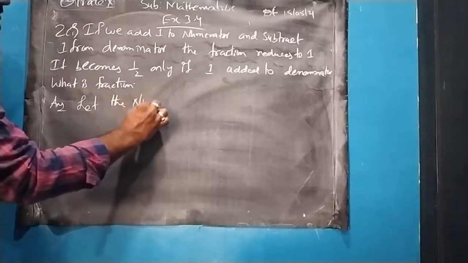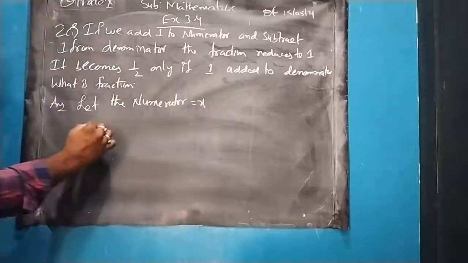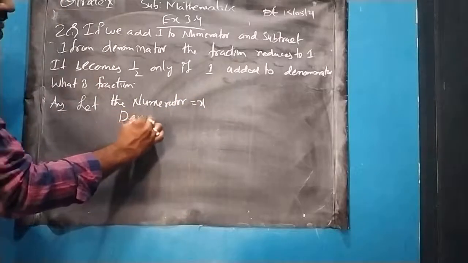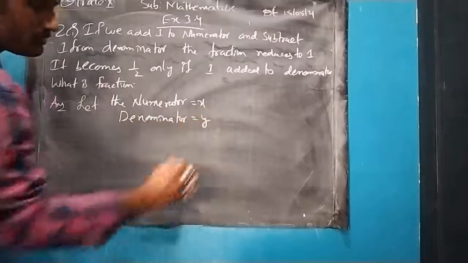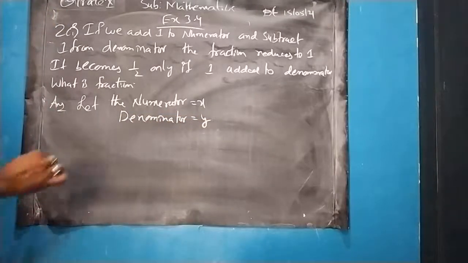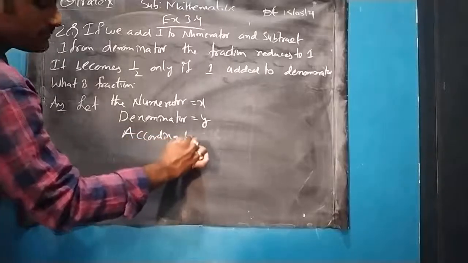Let the numerator be x. So the denominator is y. So this is what. So according to the question, now let us write according to the question.